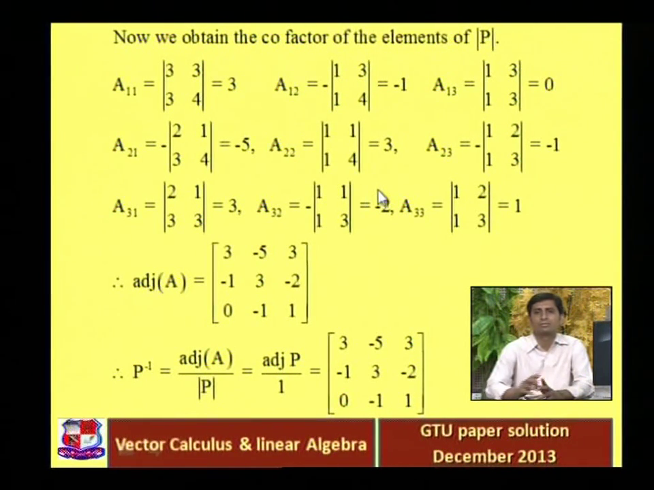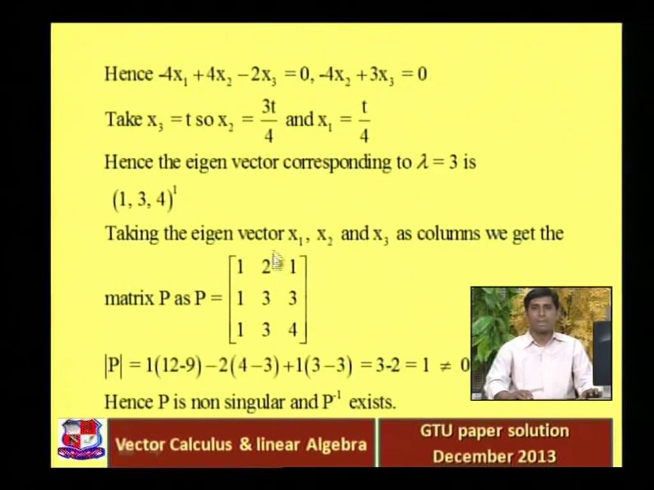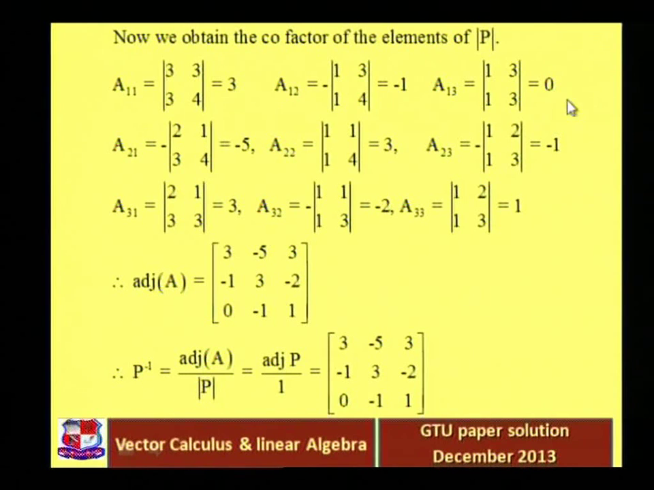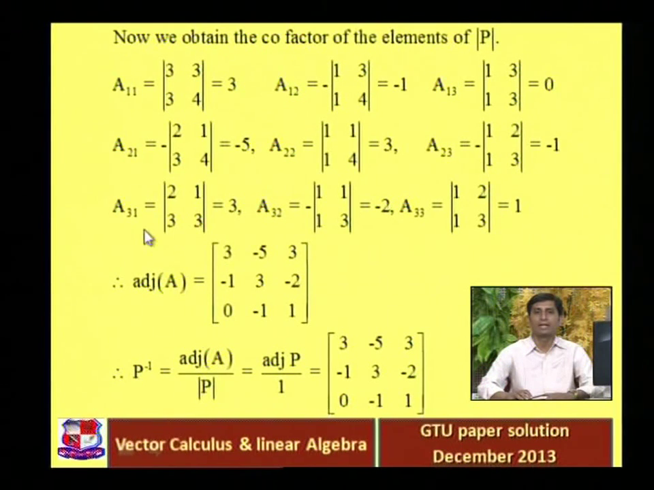Just see, here is our matrix P. So find the cofactor of this element. You will get 1, 3, 1, 3. So 3 minus 3, that is 0. Okay. Then find A21, A22, sorry, A23, A31, A32 and A33.